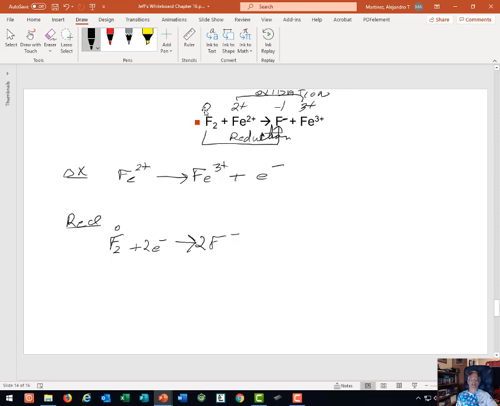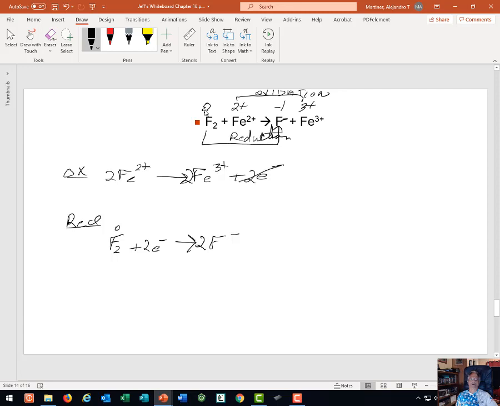Now we need to get the number of electrons equal to each other, so I have to multiply this entire reaction by 2. That includes the electrons, to get the electrons to balance. And so let's check it out. I've got 2 irons, 2 irons. I've got 2 times a 2 plus, which is 4 plus, 2 times a 3 plus, which is 6 plus, 2 negatives gives me 4 plus.